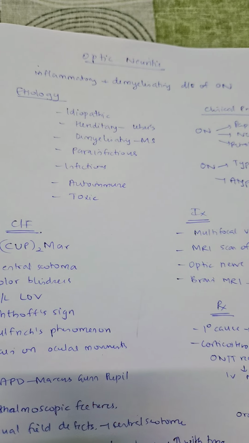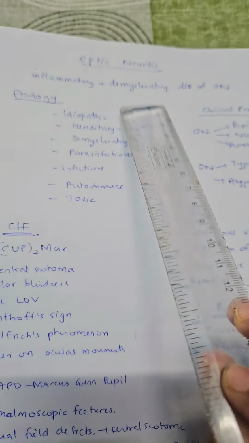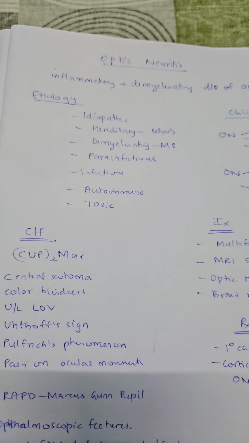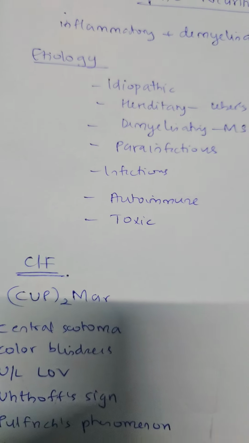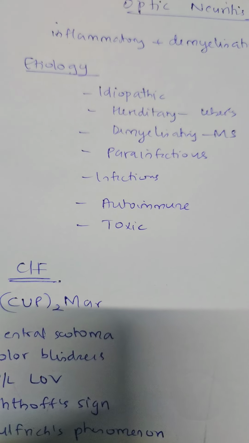Short note on optic neuritis. It is an inflammatory and demyelinating disease of the optic nerve. Coming to the etiology, there are 7 different causes for optic neuritis.